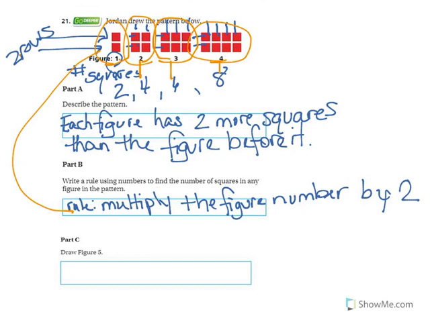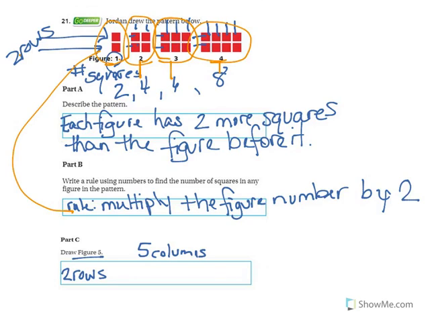So that would help us draw figure 5. If we know what the rule is, to draw figure 5, we already know it's going to have 2 rows. And how many columns will go across it? Well, it's going to be the number of the figure. So if it's figure 5, it's going to have 5 columns across the top.